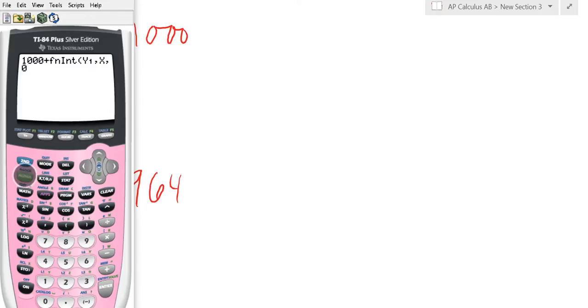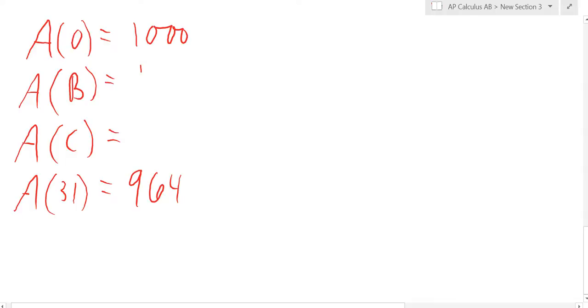So now I'm going to hit alpha b. There needs to be a comma there. Comma, alpha b. There you go. That's going to tell me how many there are at time b, which we expect is the maximum because that's when the derivative is going from positive to negative. Okay? And we get 1,039 to the nearest mosquito. So at time b, there's 1,039 mosquitoes.